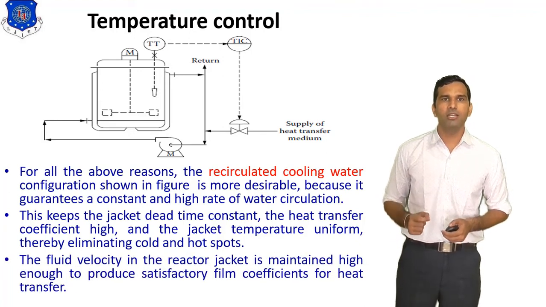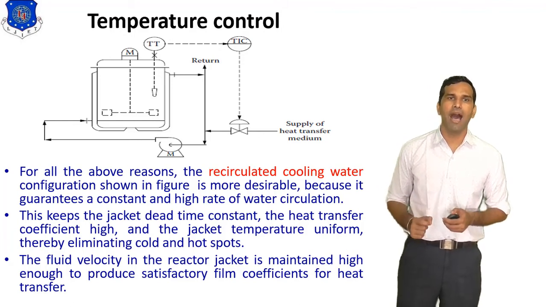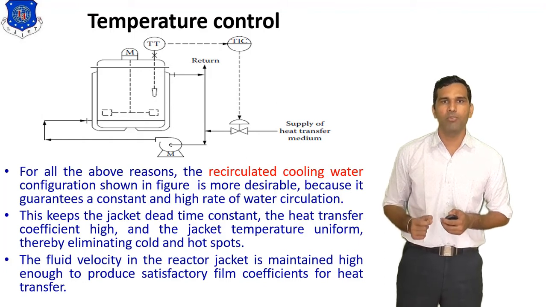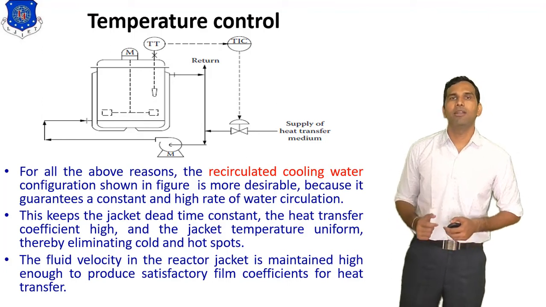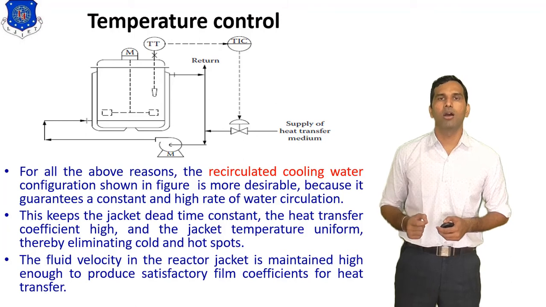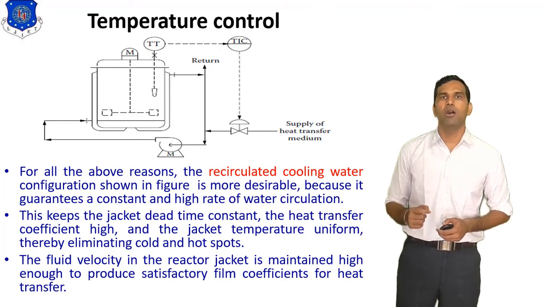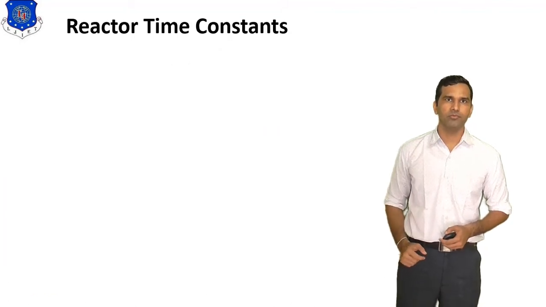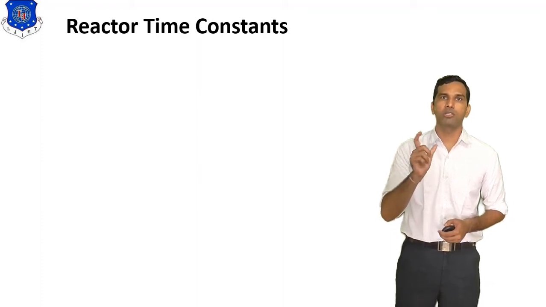The fluid velocity in the reactor jacket is maintained high enough to produce a satisfactory film coefficient for heat transfer. So these are the advantages of the recirculated cooling water system. This is the second method of controlling the temperature. Now we discuss the reactor time constant.